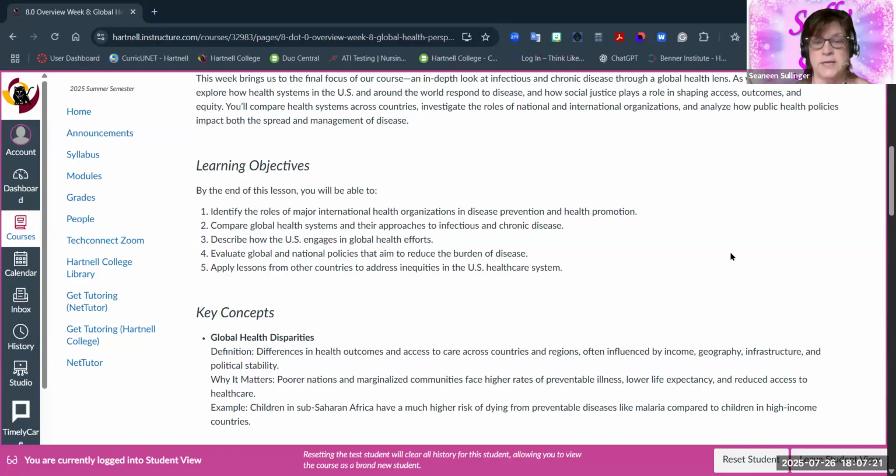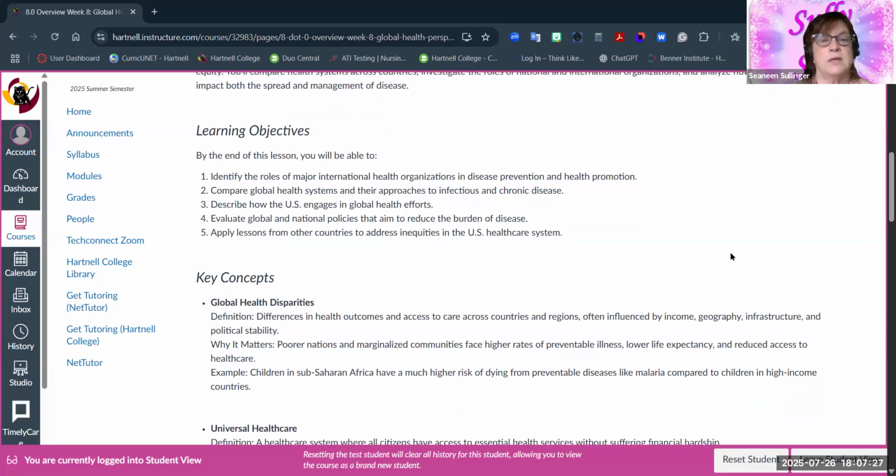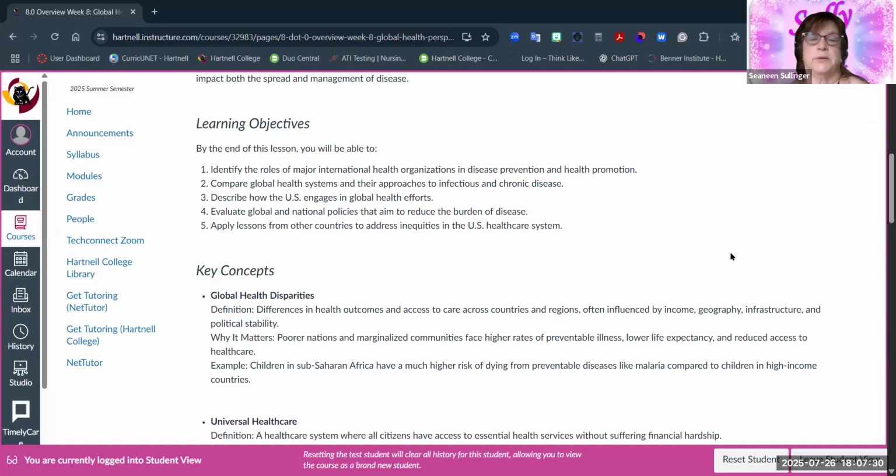That would be like the Affordable Care Act, or universal health care versus single payer sources, and applying lessons from other countries to address inequities in the US healthcare system. So when we compare and contrast other countries to the United States, where do we fall? Are we higher? Are we one of the better providers of care, in the middle, at the bottom? Where do we fall? It would be good for you to think about, as you begin the lesson, where you think the United States falls in comparison with other countries. And we will come to that throughout the lesson and as we recap at the end.